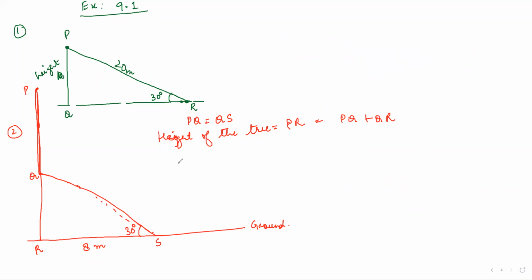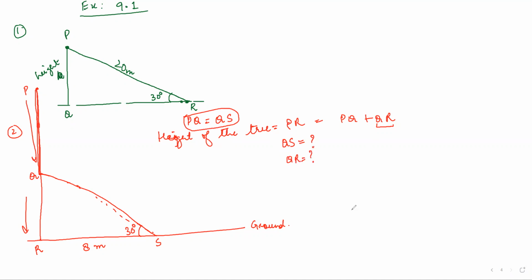Now you want to find the height. That means you need the value of QR first of all, and also QS, because PQ is equal to QS. The height of the tree is PQ plus QR, isn't it? So you need the value of PQ also, and the value of QR also. PQ we cannot find in this diagram, obviously, but PQ is actually equal to QS. So basically, I want to know how much is QS and how much is QR. Understood the problem here?